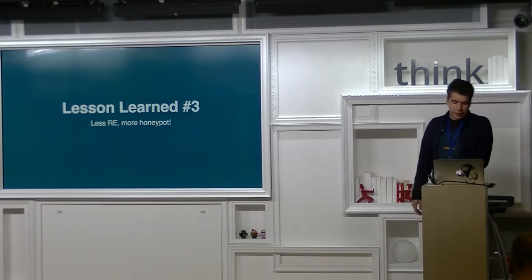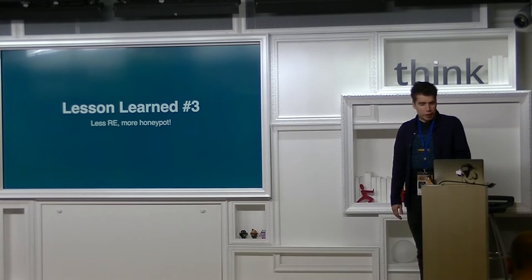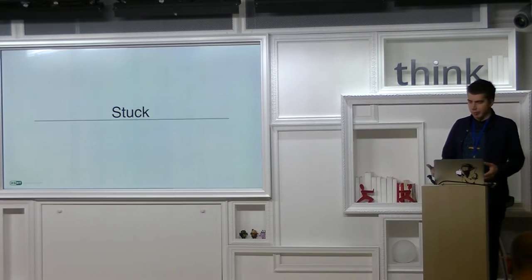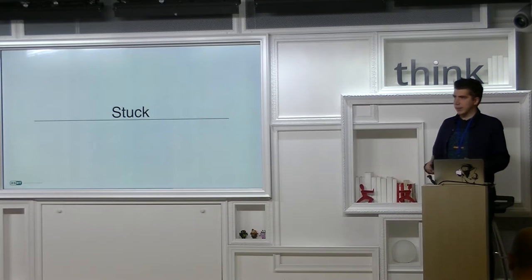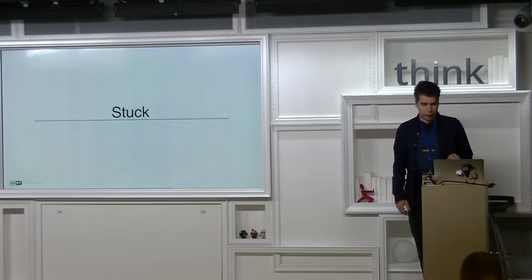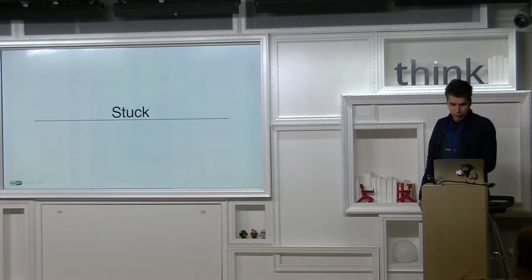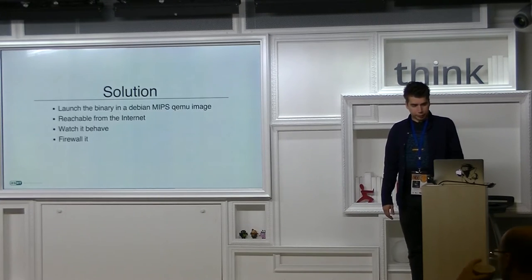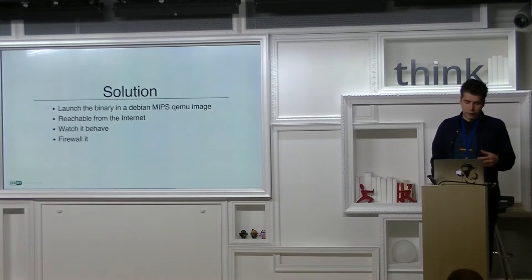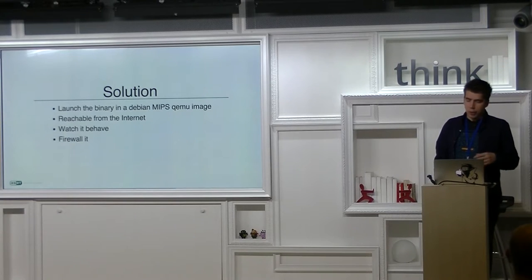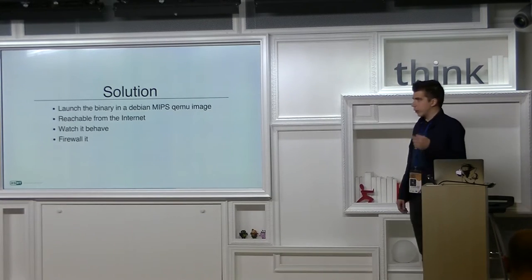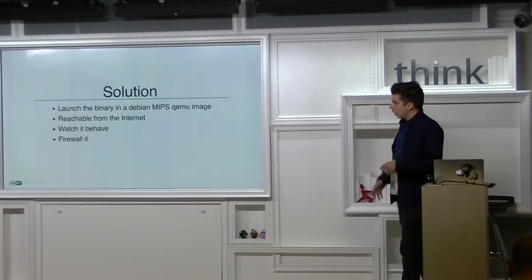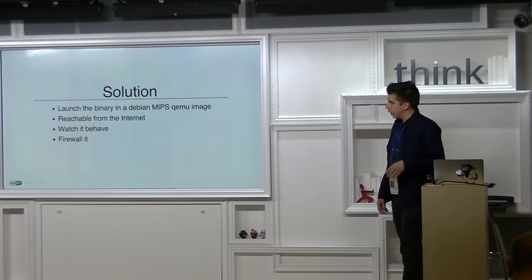Lessons learned number 3: less reverse engineering, more honeypot. We were stuck. We had all this understanding, but we still didn't know what was going on with the threat. What was the goal? So we deployed a QEMU VM in the cloud, a Debian MIPS QEMU image, reachable from the internet. Before it was reachable from the internet, we had nothing. Once it became reachable, things really started moving.